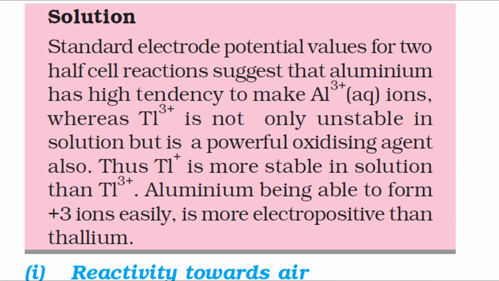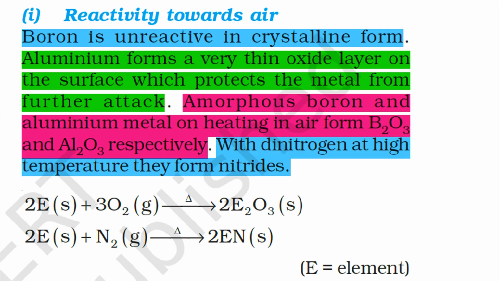So the M3+ ion for aluminium will be more stable than thallium, and the electropositive character of aluminium 3+ ion is more. But if the question asked about the electropositive character of aluminium +1 ion and thallium +1 ion, then thallium +1 is more electropositive than aluminium +1. But as it asks about the 3+ ion, aluminium is more stable and more electropositive than thallium. Now next is reactivity towards air.